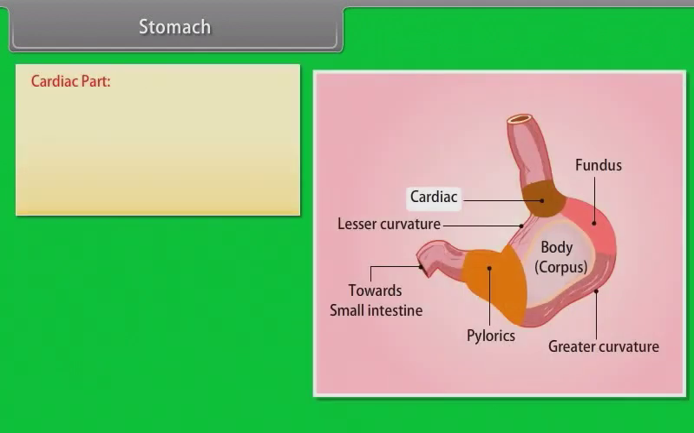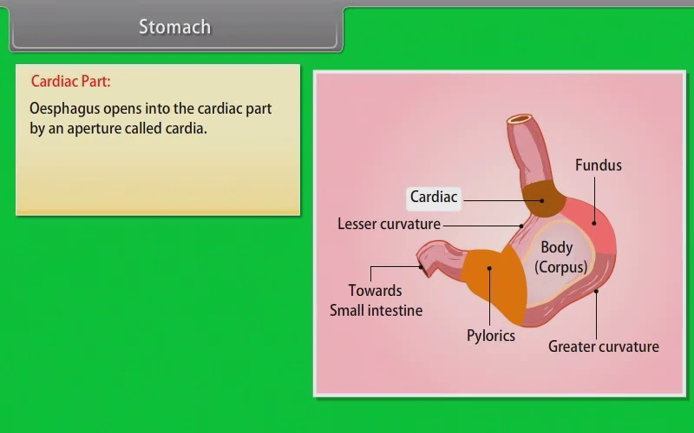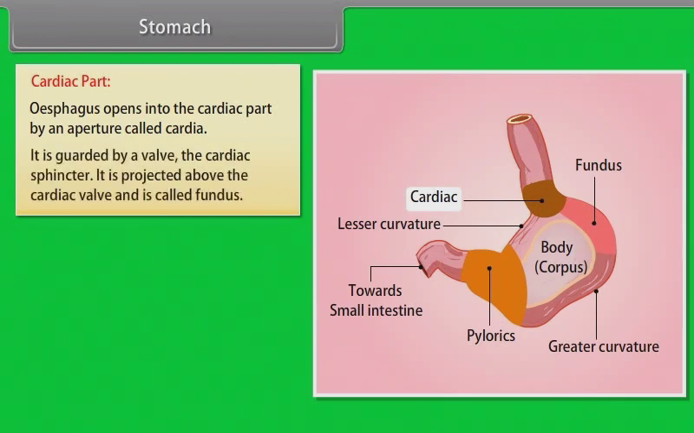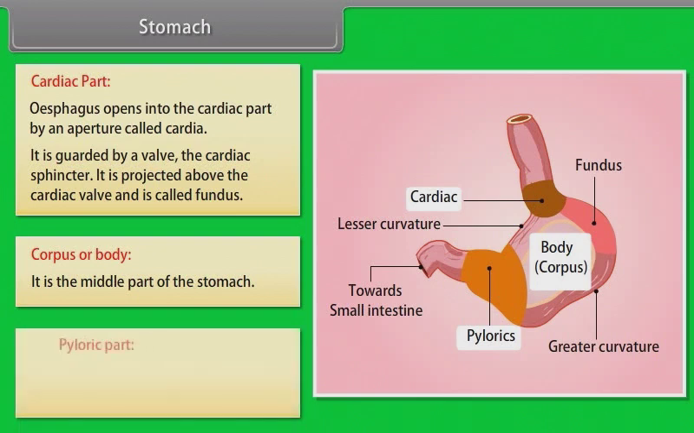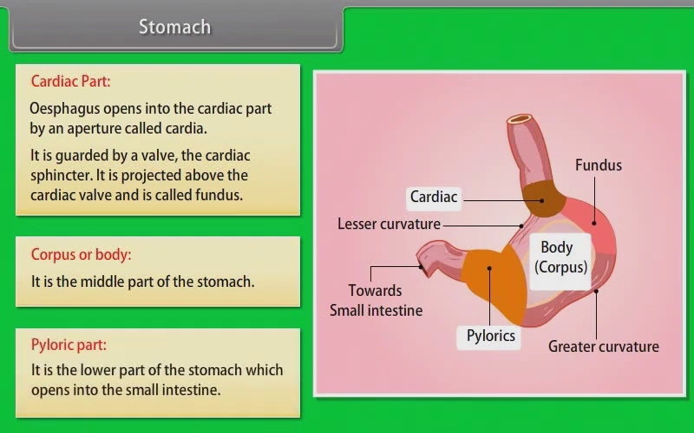Cardiac part. The esophagus opens into the cardiac part by an aperture called cardia. It is guarded by a valve, the cardiac sphincter. The part projected above the cardiac valve is called the fundus. Corpus or body: it is the middle part of the stomach. Pyloric part: it is the lower part of the stomach which opens into the small intestine.